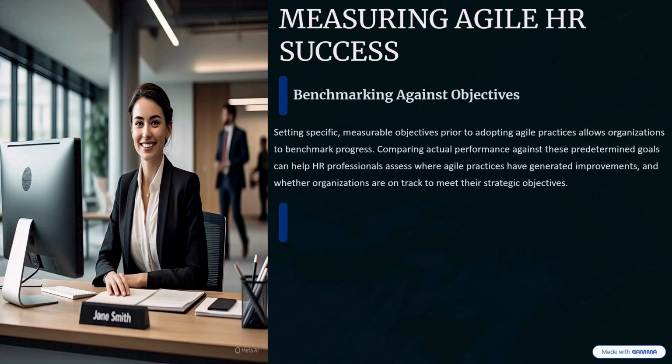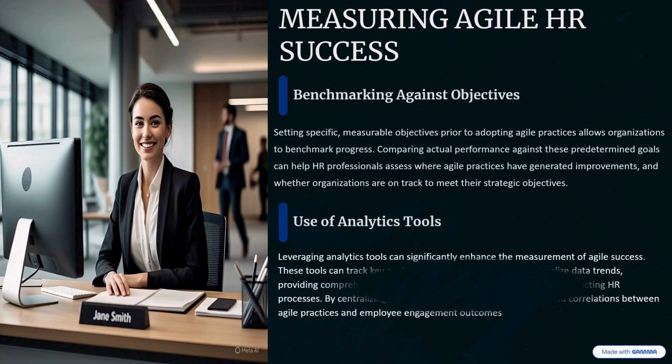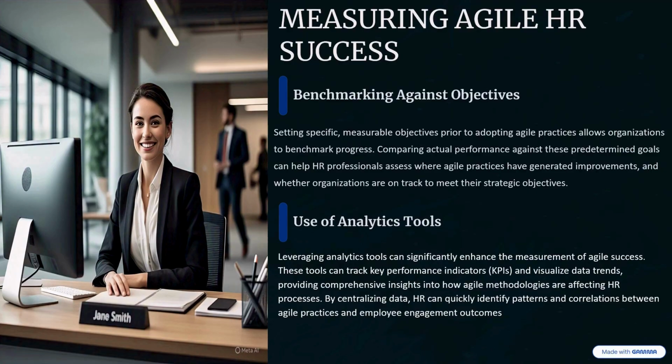Nextly, use of analytical tools. Leveraging analytics tools can significantly enhance the measurement of agile success. These tools can track key performance indicators, that is, the KPIs of the work, and visualize data trends, providing comprehensive insight into how agile methodologies are affecting HR processes. By centralizing data, HR can quickly identify patterns and correlations between agile practices and employee engagement outcomes.